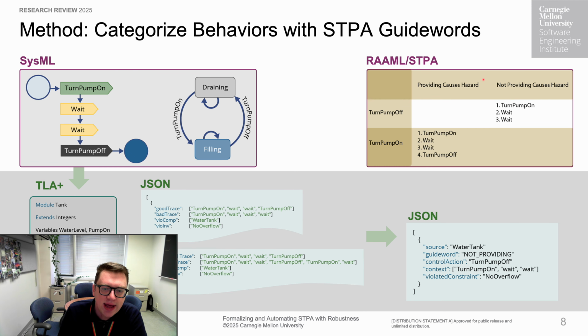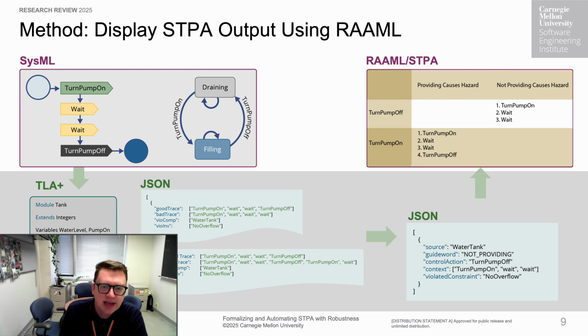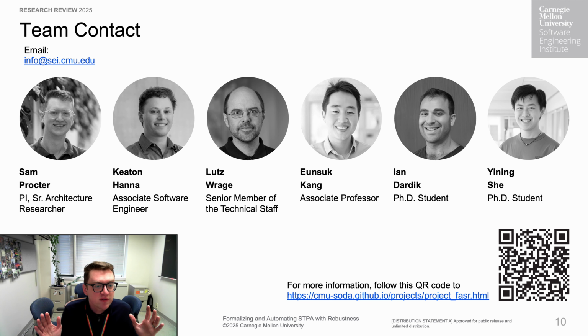And so we reformat this into STPA using that risk analysis and assessment modeling language, or RAML. And so we get in Cameo, in our editing environment, a table of unsafe control actions that has been generated from our SysML. So that is the short overview of the Formalizing and Analysis of STPA with Robustness, or Phaser project.